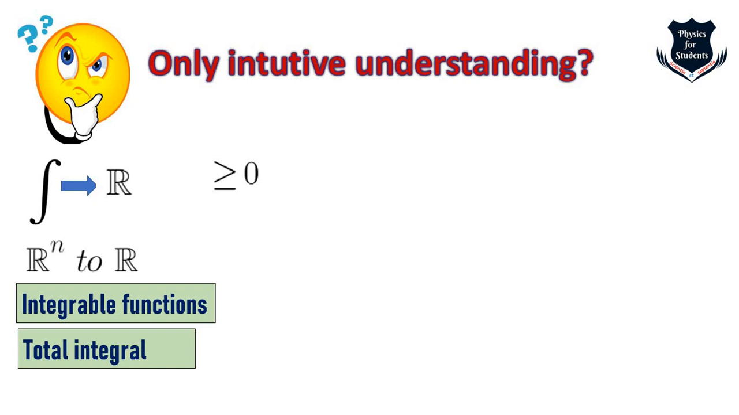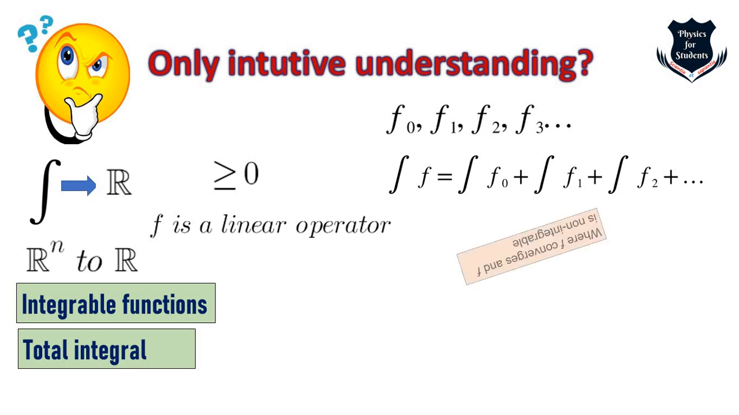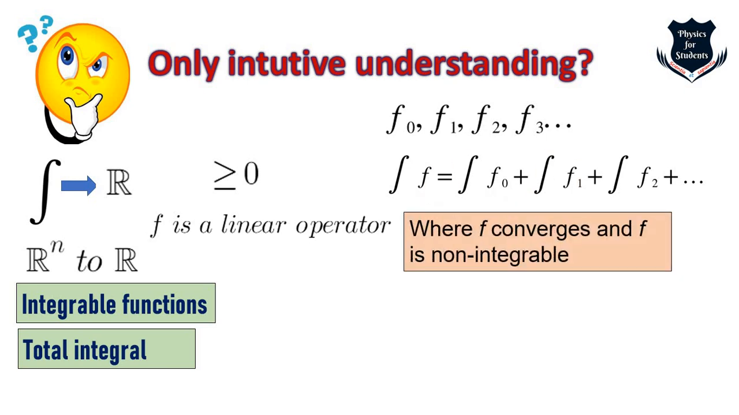The space of integrable functions is closed under linear combination, and the integral is a linear operator. If f is a countable sequence f0, f1, f2, ... where everywhere it is greater than or equal to 0, then the integral is the sum to the extent that this converges, where f converges, otherwise f becomes non-integrable.